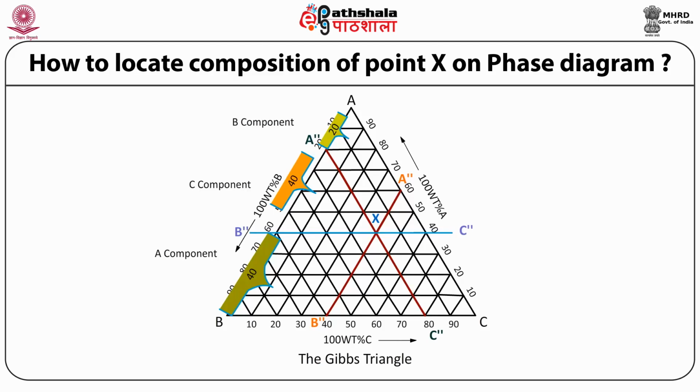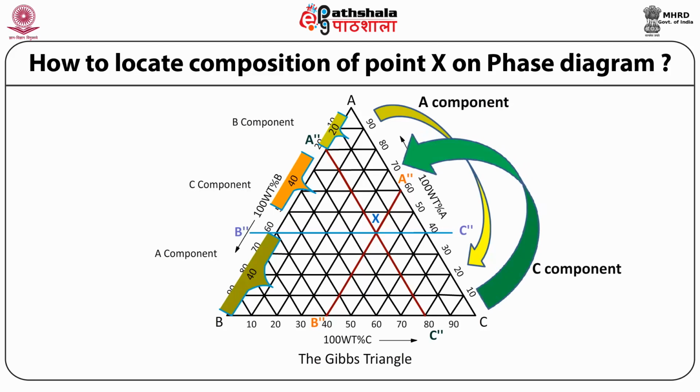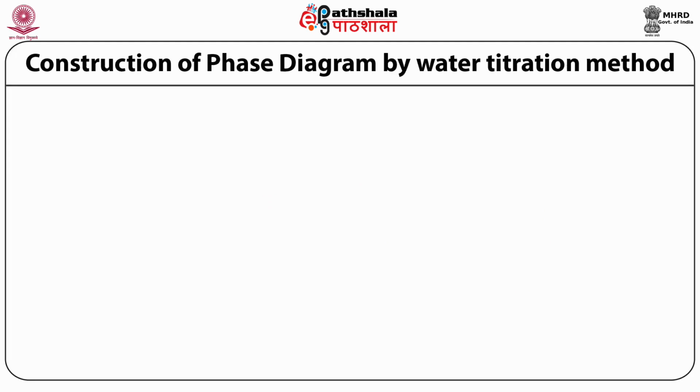This result indicates that the corner of the triangle which is marked A is towards the corner C, and the corner C is marked towards the point A, and the center point constitutes the B component. Now the question is how to construct a phase diagram by the water titration method.